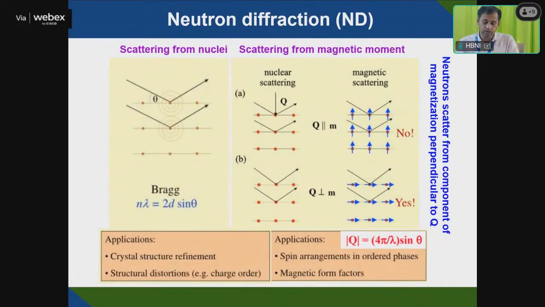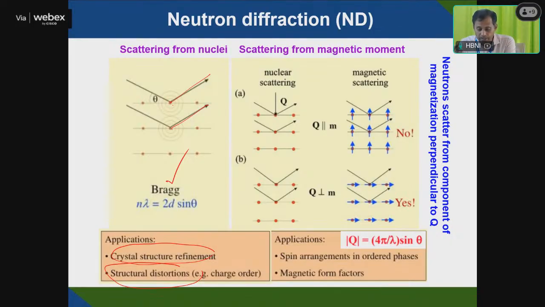In neutron diffraction, scattering from the nucleus and scattering from the magnetic moment both occur. The neutron comes in and the center is the nucleus, and the neutron interacts with the nucleus. That follows Bragg's law, n lambda equals 2d sine theta. You will mainly get crystal structure information, structural distortion, and charge order from the nuclear scattering.